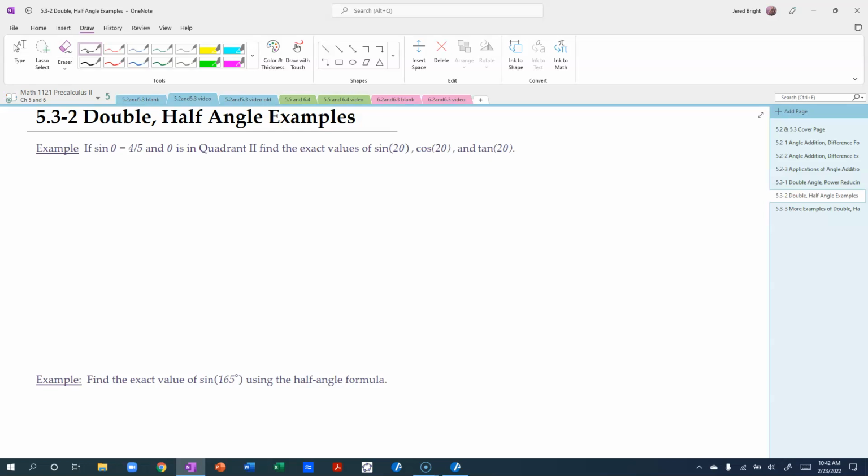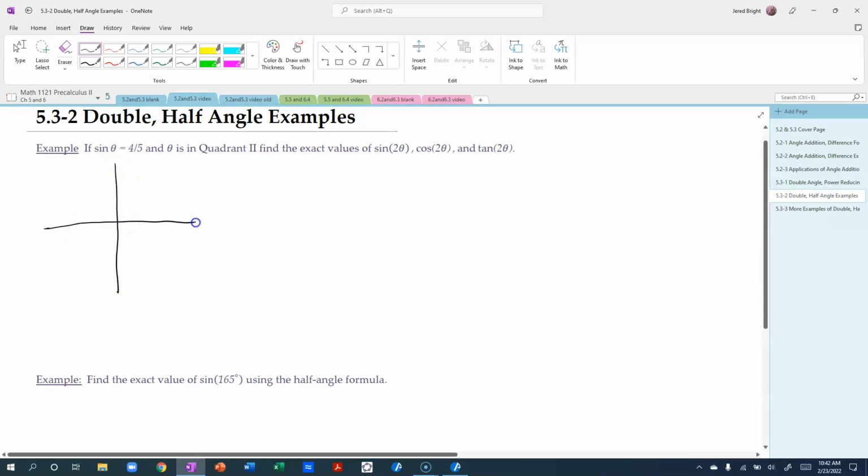Before I go further, my brain just reads that and I automatically have to draw a picture. I know theta is in quadrant 2, so there would be theta. And then for theta, I could make a little triangle. This would be theta prime. And again, the trig functions of the reference angle and the angle are the same up to a sign difference.